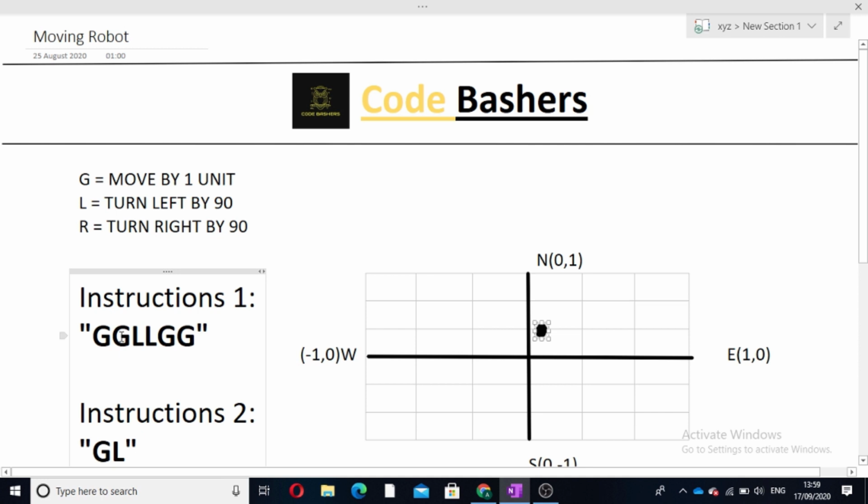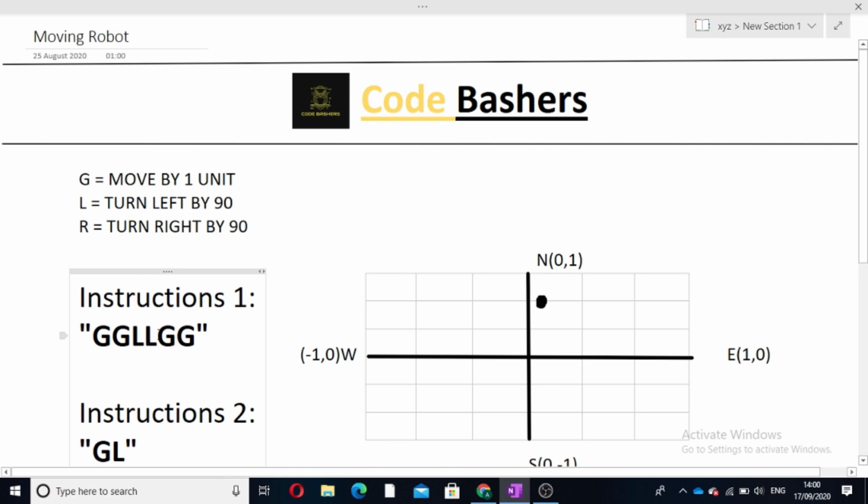Now again it has encountered G. So now again it will move 1 unit ahead in north direction only. Now L means the robot has to turn left by 90 degree on its axis. This means that it was initially facing north, now he will be facing left because it has turned left. Now again L has encountered, so now it is facing west and again it is turned left by 90 degree, so now it will be facing south.